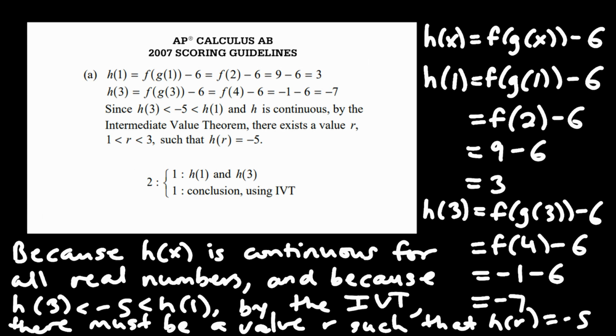So there's going to be 2 points for this FRQ specifically, and we can see that the first point is acquired from finding h of 1 and h of 3. Specifically finding that h of 1 equals 3 and that h of 3 equals -7. So we get the first point for this. Next, we get a point for stating our conclusion using the IVT. You can see here that they have an inequality, and they also state that h is continuous. So our conclusion also gets a point, meaning we get full points for this FRQ.